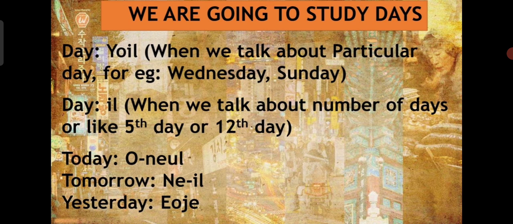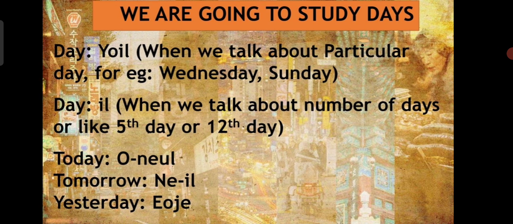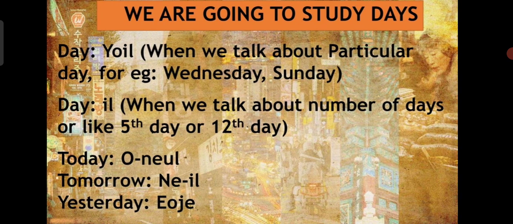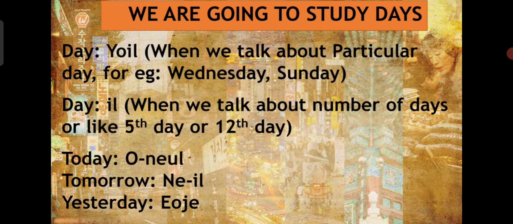But when we talk about the number of days, like it's the 5th day of February, the 12th day of November, the 10th day of March, and we talk about a date, in that case we will use the word ill as day. But here we are going to study about Sunday, Monday, Tuesday, so in that case we will use yoil. Just note it down. This is the basic difference between ill and yoil.